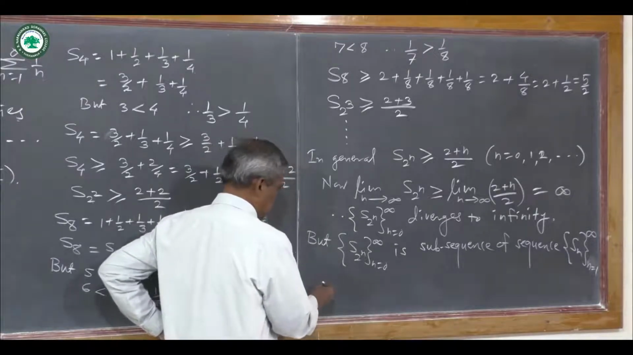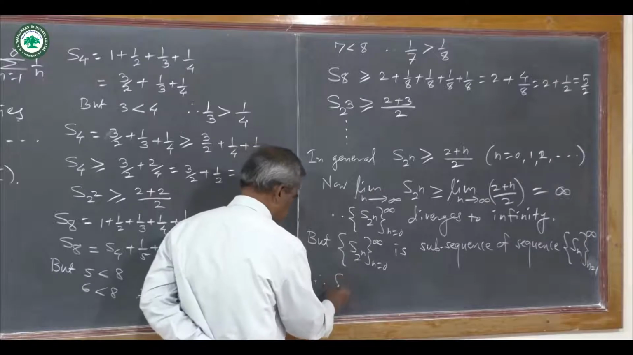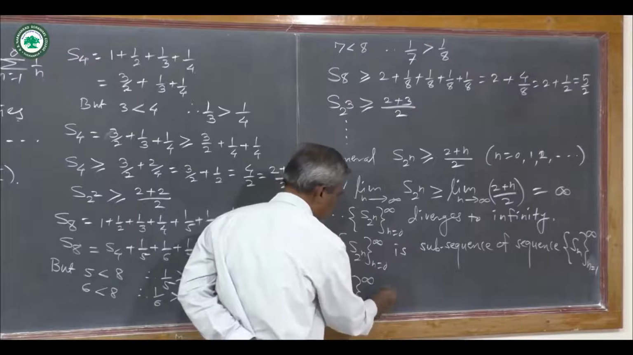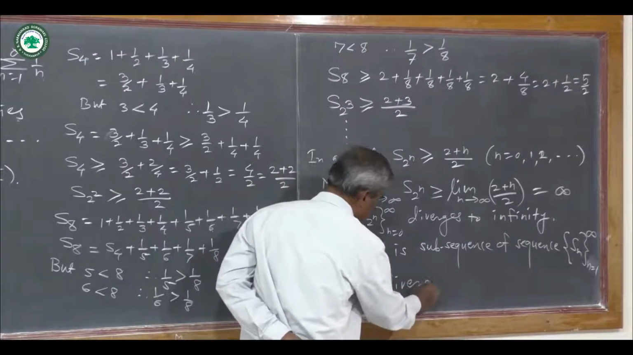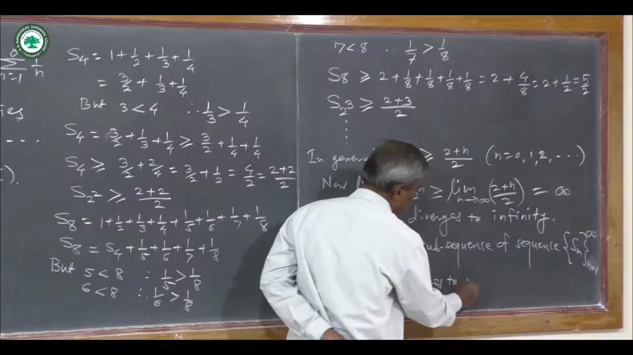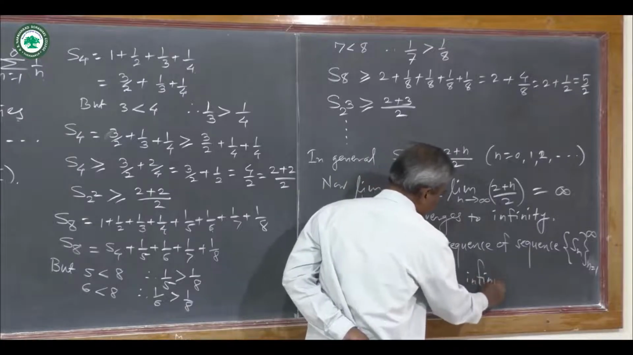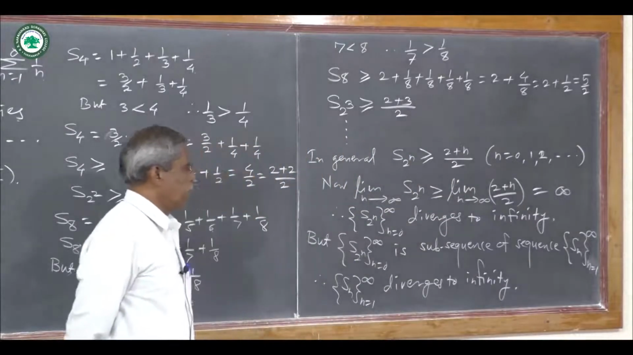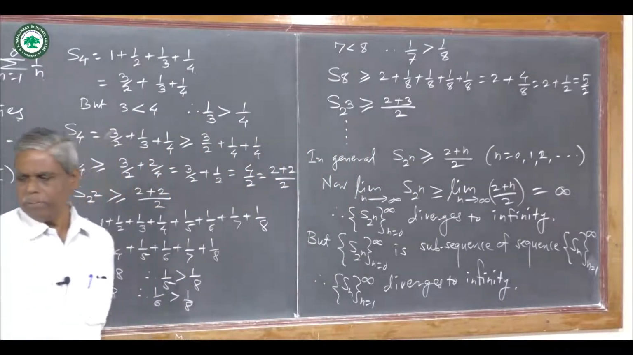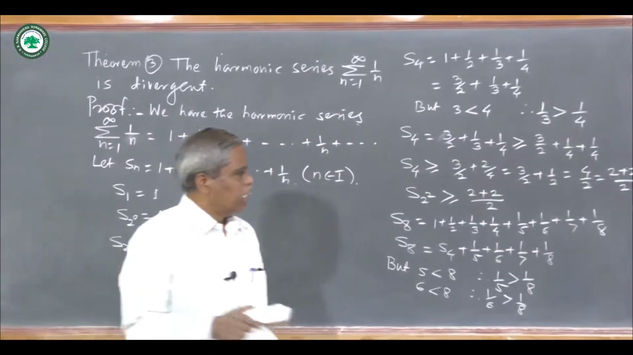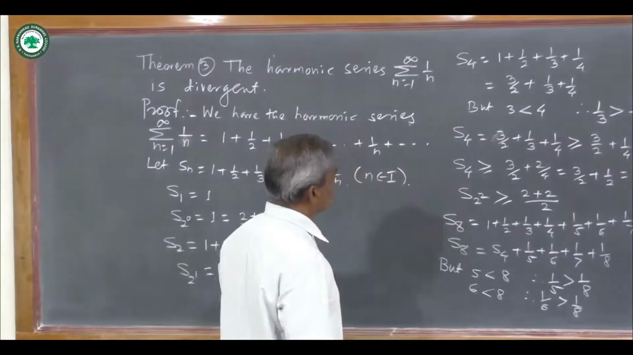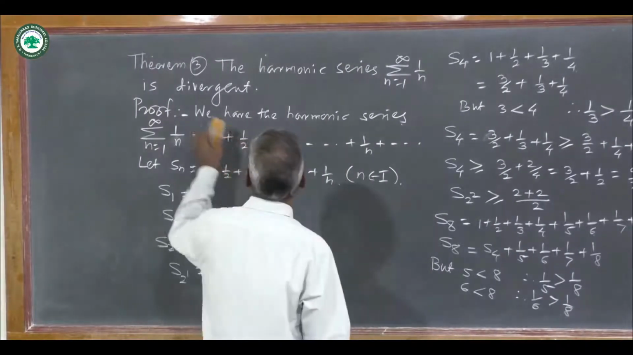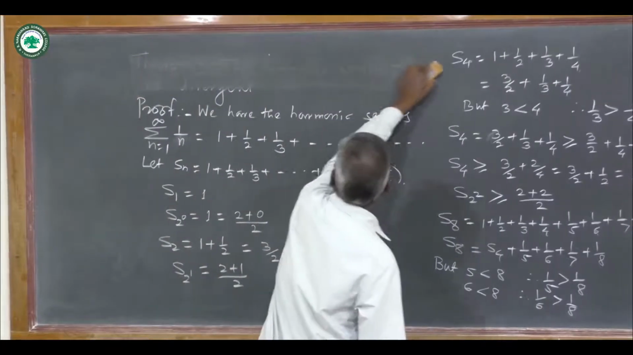Therefore, the sequence S suffix n, n equal to 1 to infinity, diverges to infinity. Therefore, by definition of divergence of series, the corresponding harmonic series sigma 1 upon n, n equal to 1 to infinity, is divergent.